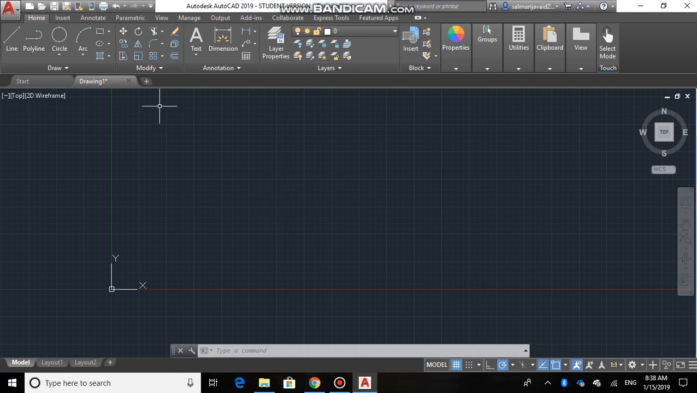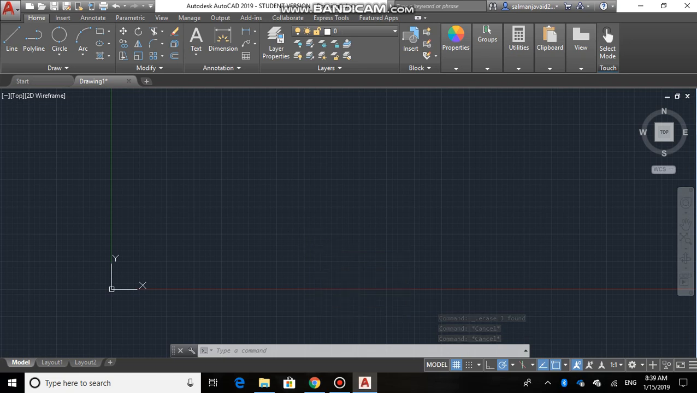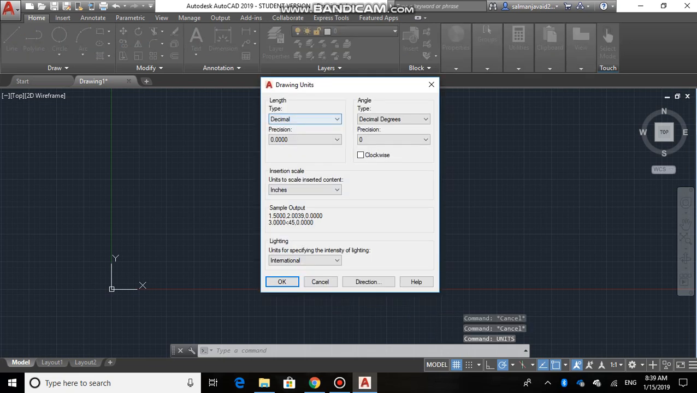In this video I will be talking about the use of units and object snap. So the first thing is about the units, which is the most common thing we have to use in architectural and engineering purposes. To open the command of units, we type units. Here it is, click on it, and here we have it. This is the unit, the type of unit.